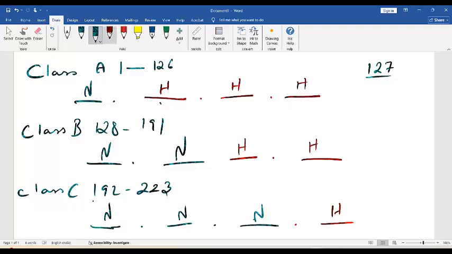Example for Class A: 10.1.2.3. Example for Class B: 100, no. 190, yes. 190.8.10. Class C: 200.5.3.2.